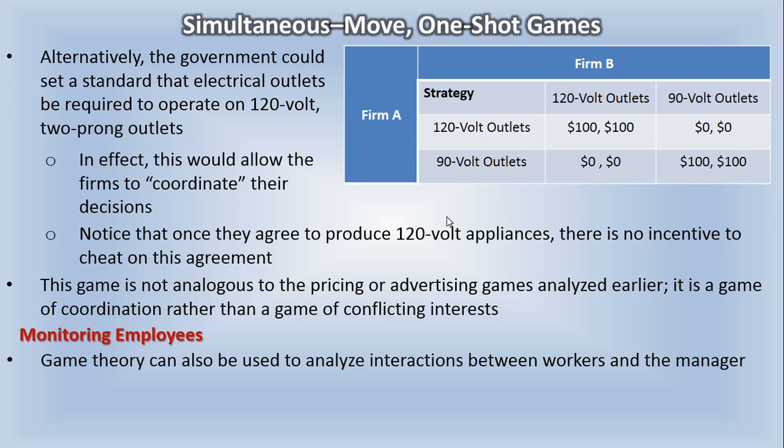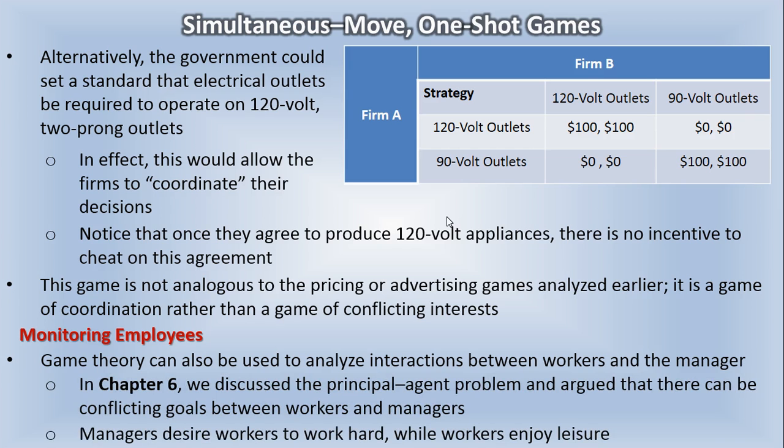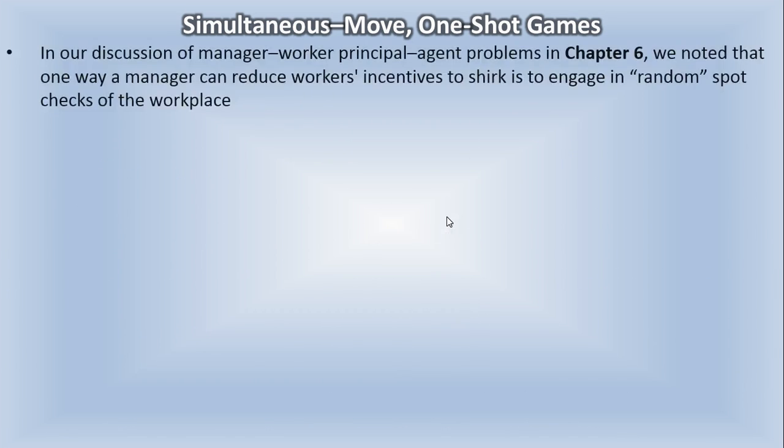All right, let's think about another situation, monitoring employees. So game theory can also be used to analyze interactions between workers and managers. In Chapter 6, we discussed the principal-agent problem and argued that there can be conflicting goals between workers and managers. Managers desire workers to work hard while workers enjoy leisure.